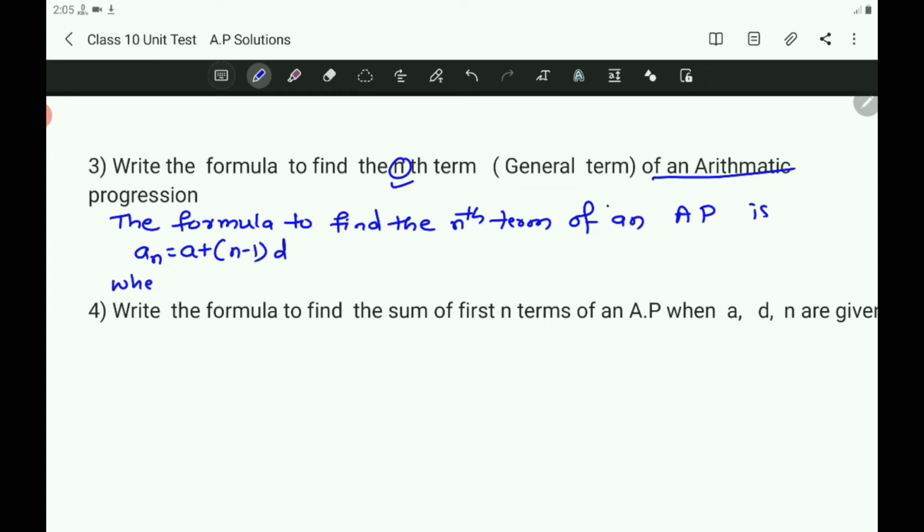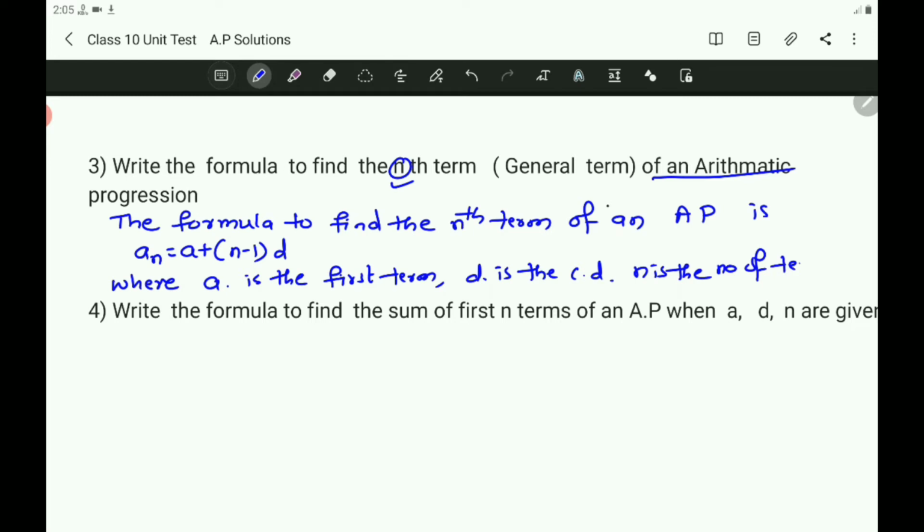where A is the first term, D is the common difference, in short you can write CD, and n is the number of terms. That is An equals A plus n minus 1 into D.